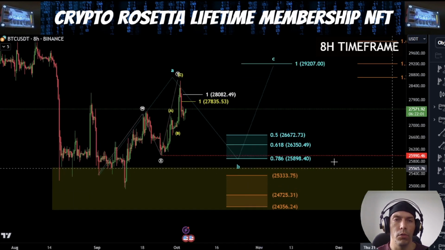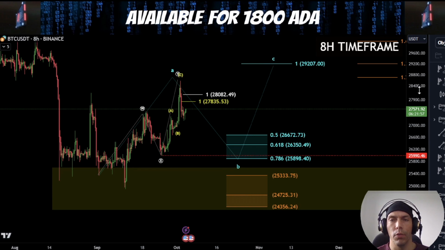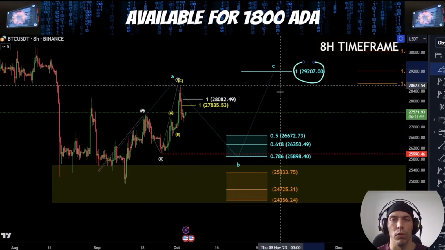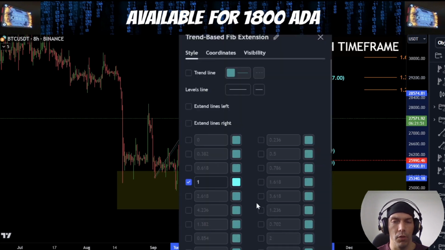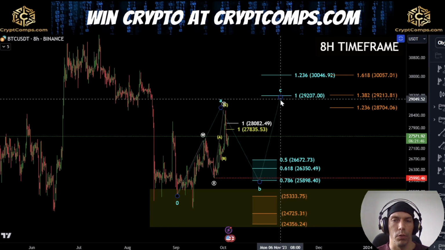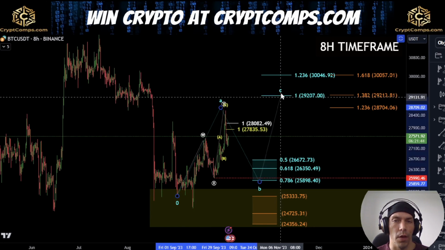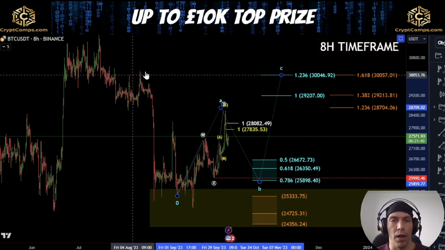However, if we do continue to just hold this blue box area, what we could rather be looking for is the potential to see a move up towards this zone here of this 29,207, which would be our 1-to-1. I'm actually also going to just throw on this 1,236, which could be a typical zone that we look to see the C wave actually move up to, which would align quite nicely with coming back up into some of these highs that we've got.